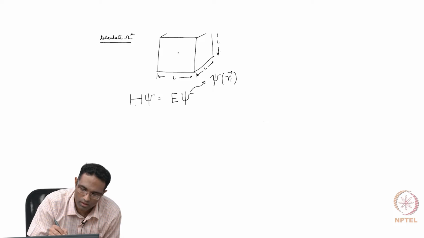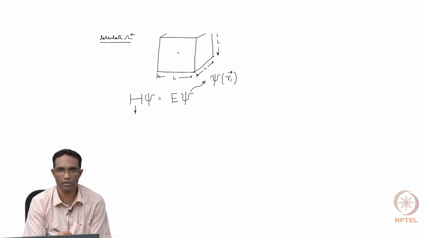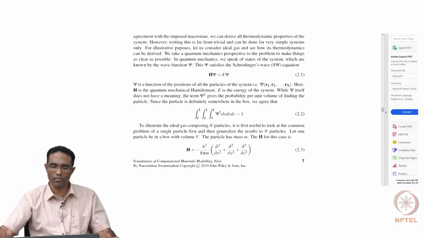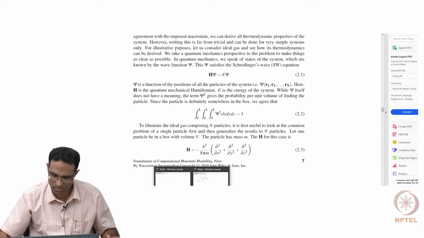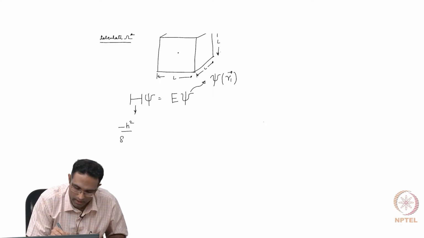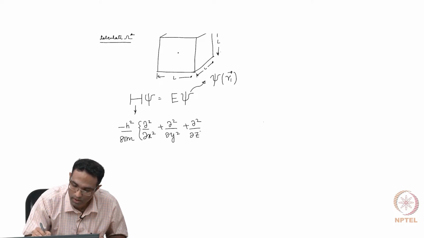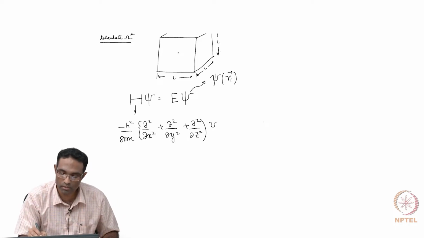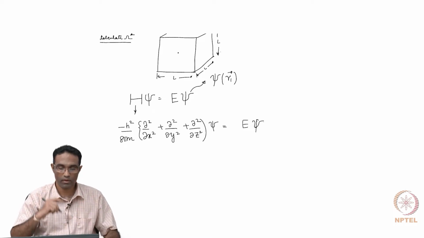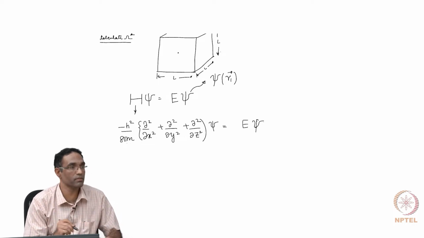So this H is actually called the Hamiltonian, and the Hamiltonian is minus h square by 8 pi m times dou square by dou x square plus dou square by dou y square plus dou square by dou z square, and therefore the wave equation can be written as follows. Right? h is basically the Planck's constant and m is the mass of the particle.